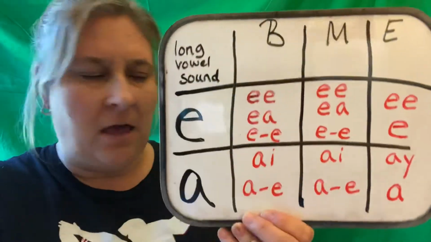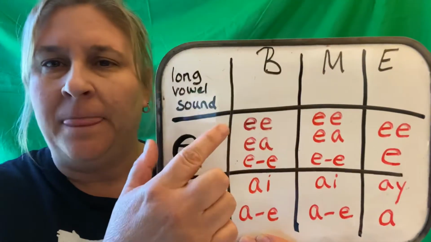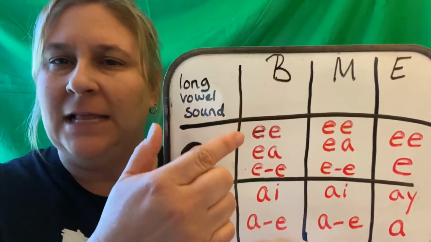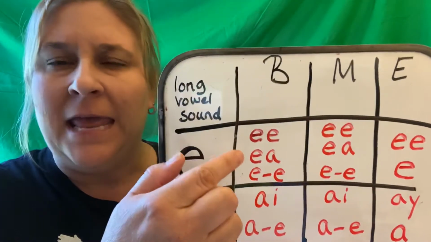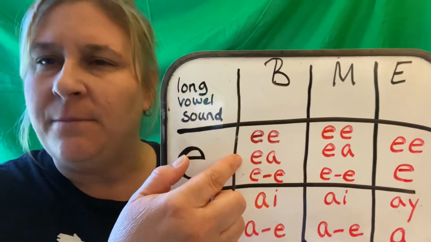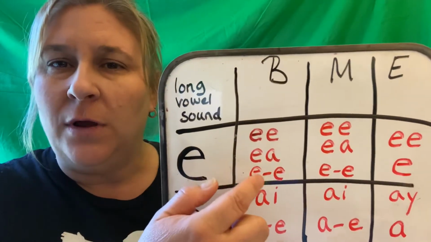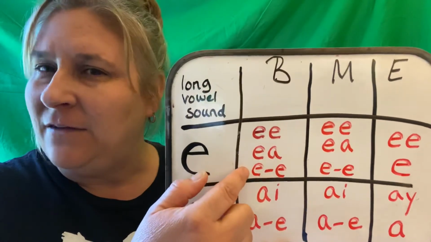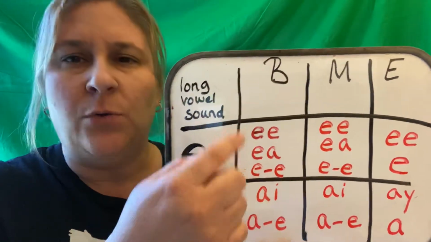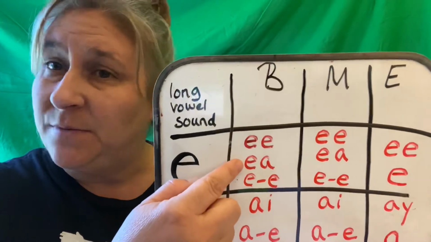In the beginning of a word for long E, you can have EE as a choice, like in eel. That's not as common. EA is probably the most common spelling of long E at the beginning of a word, like in each. Or E consonant E, like in eve. Not very common either though. So if it's at the beginning, your best guess would be EA.